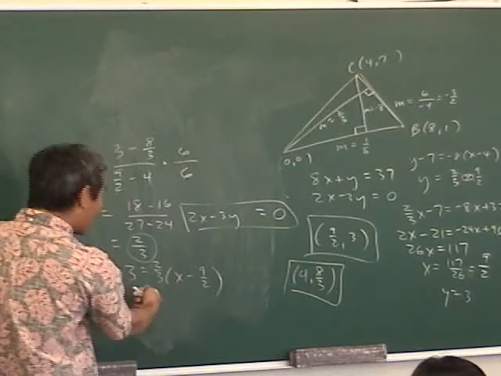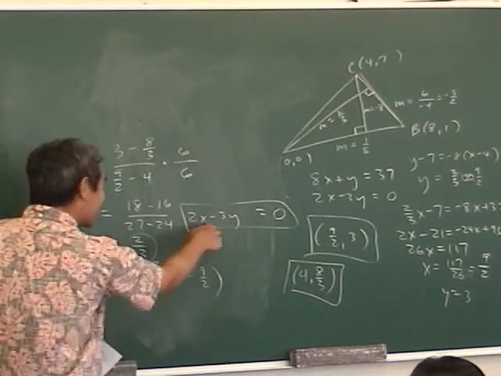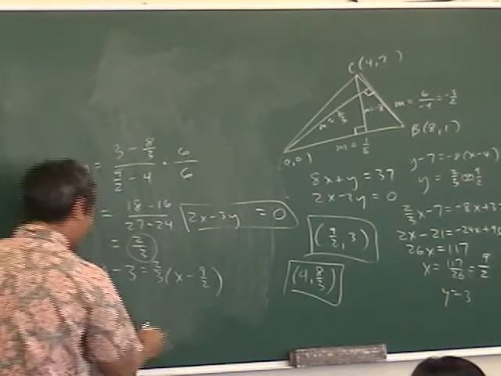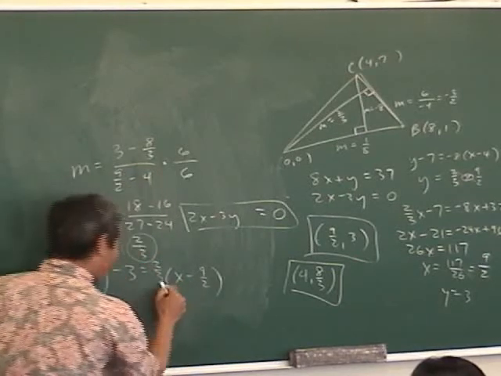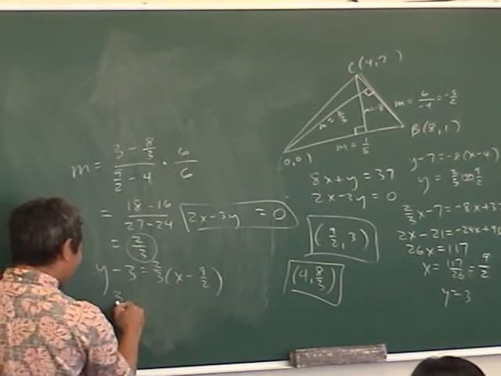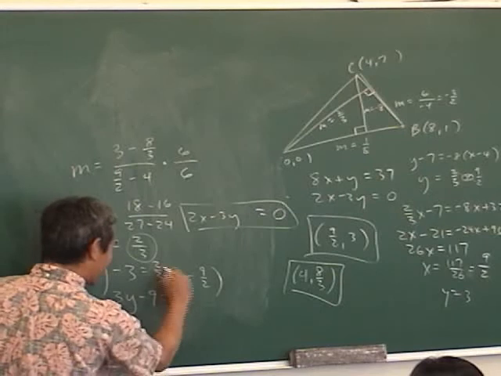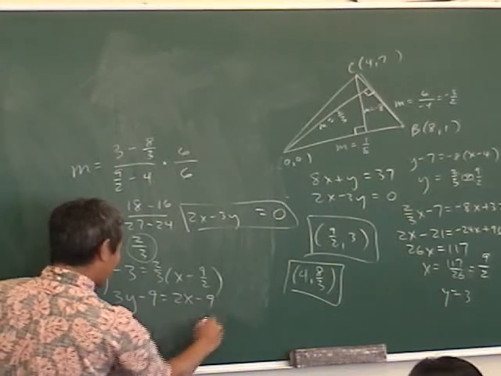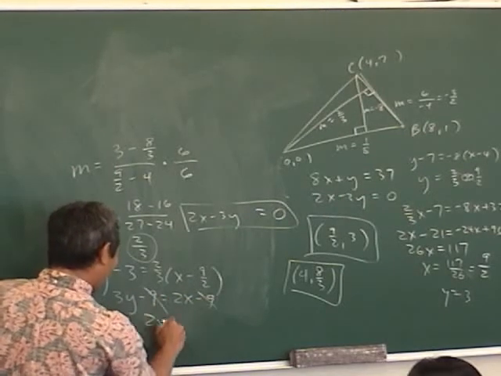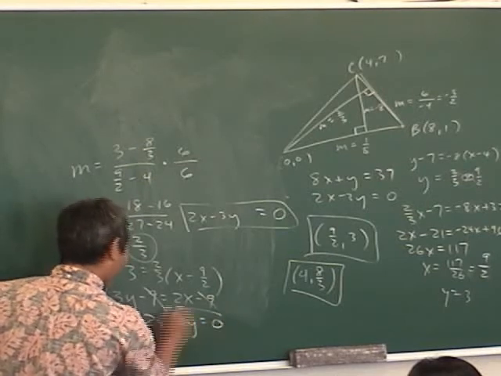Whereas if you do it this way, now you got to change this into general form. Oh, but we want to do that this time. Okay, so here we go. Multiply both sides by 3 to get rid of the fractions. 3y minus 9. Then distribute the 2. 2x minus 9. So 2x minus 3y equals 0. Woo!